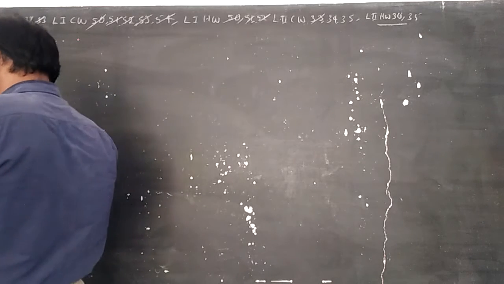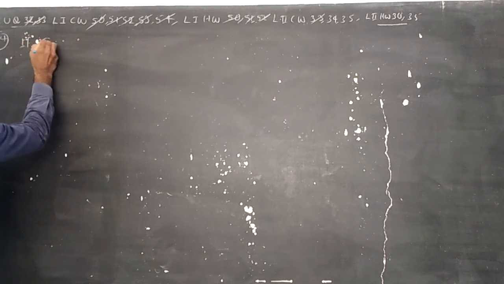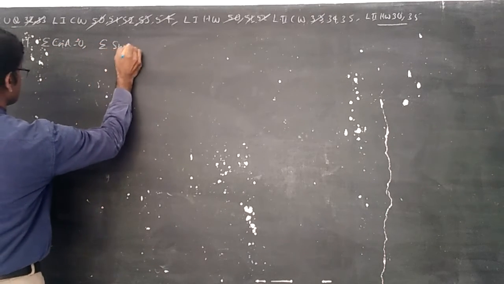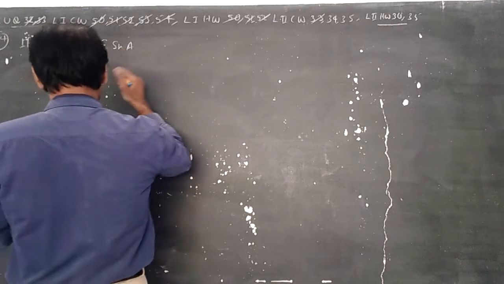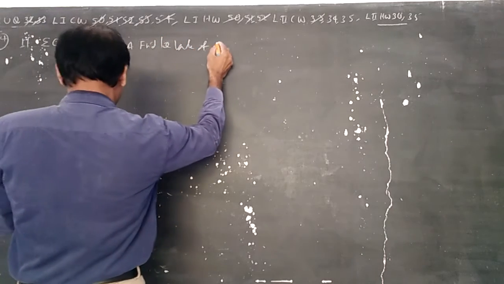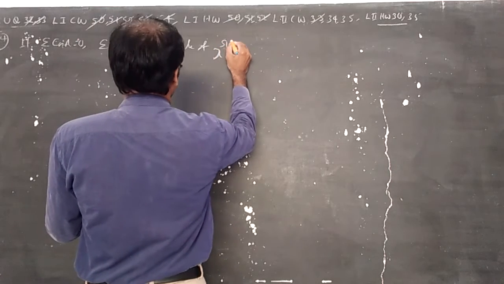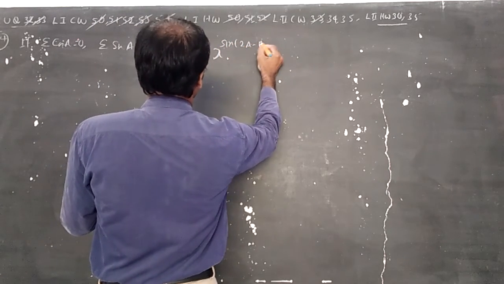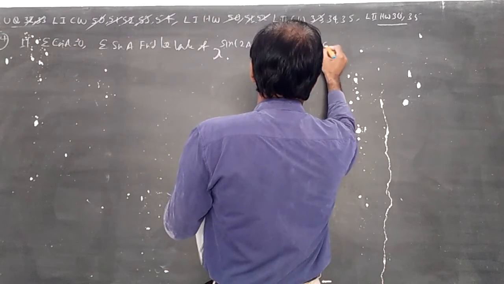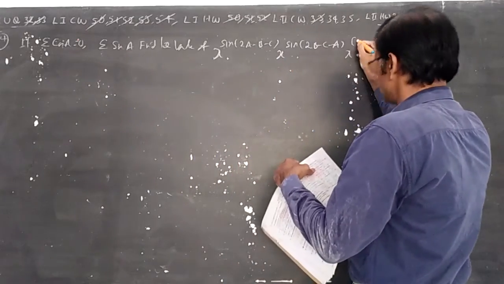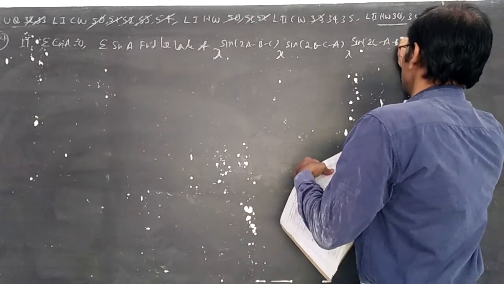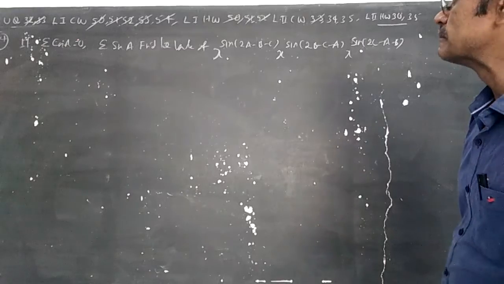Fourth question. If sigma cos A is equal to 0 and sigma sin A is equal to 0, find the value of x power sin of 2A minus B minus C into x power sin of 2B minus C minus A into x power sin of 2C minus A minus B. What is the value?